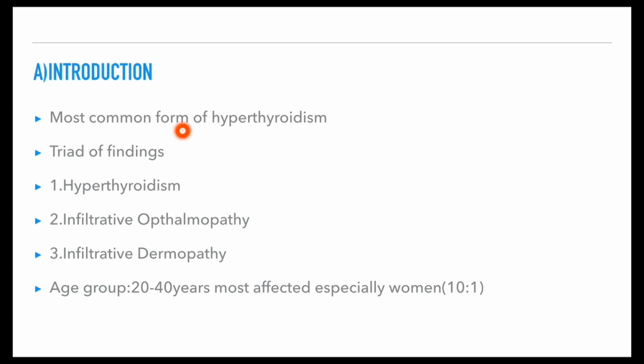Remember hyperthyroidism. So how will you confirm that it is Graves' disease and not normal hyperthyroidism? There comes a triad of findings. First, hyperthyroidism. Second, infiltrative ophthalmopathy. Third, infiltrative dermopathy. Now, how will you remember this? I have made a mnemonic: hyperthyroidism H, ophthalmopathy O, and infiltrative dermopathy D, HOD. You can learn it like HOD. HOD has Graves' disease. So in this way, you can remember this.